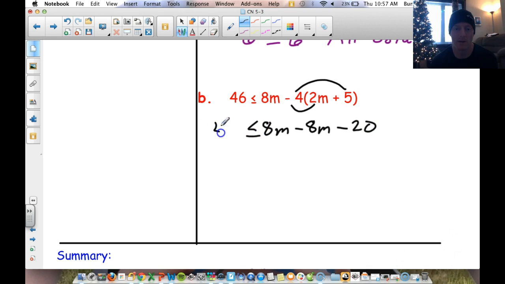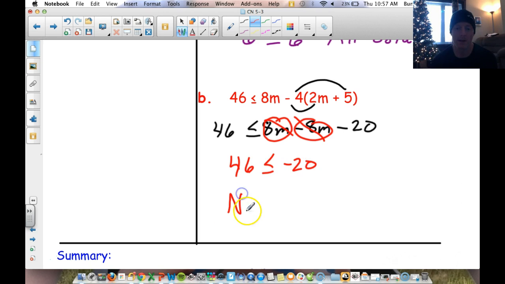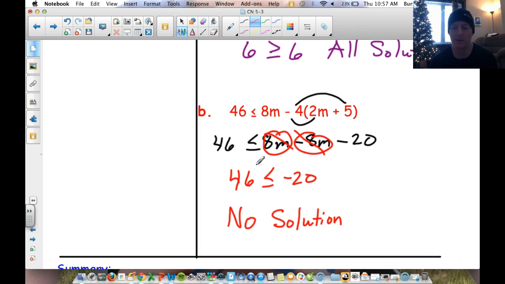That stuff is greater than or equal to 46. So we combine our like terms. 8m minus 8m is 0m, so we're left with 46 is less than or equal to negative 20. This is not a true statement, so like we assumed, this is a no solution. Remember, if your variables cancel and the inequality is true, it's all solutions. And when your variables cancel and the inequality is false, then it would be no solutions.